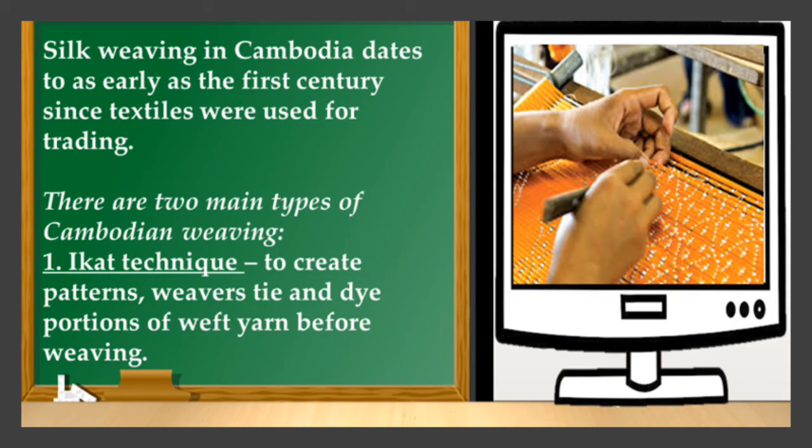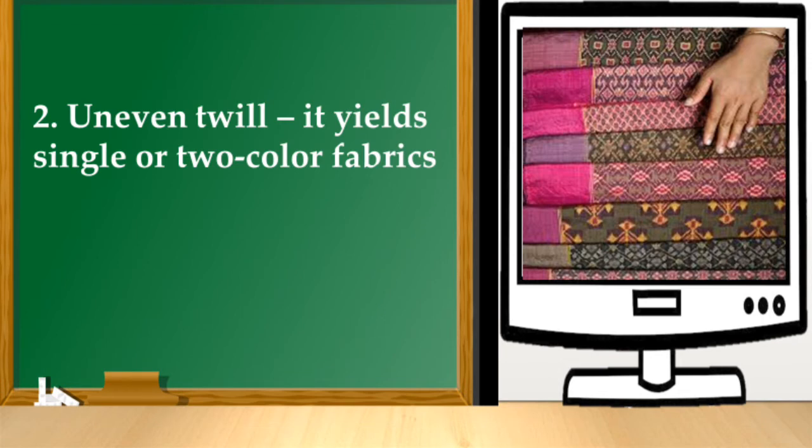So, silk weaving in Cambodia dates to as early as the 1st century since textiles were used for trading. So, there are two main types of Cambodian weaving. The first one is the ikat technique. To create patterns, weavers tie and dye portions of the weave yarn before weaving. The second one is the uneven twill. It yields single or two-color fabrics which are produced by weaving 3 threads so that the color of one thread dominates on one side of the fabric while the others determine the color on the reverse side.